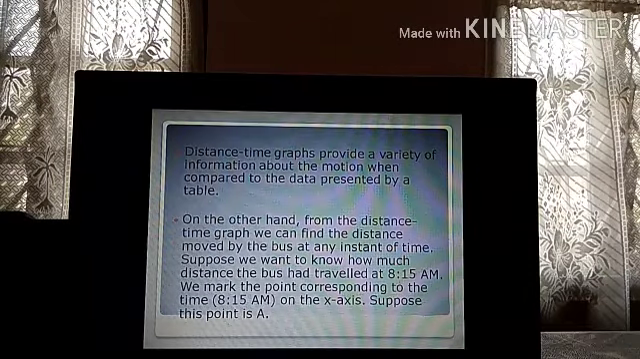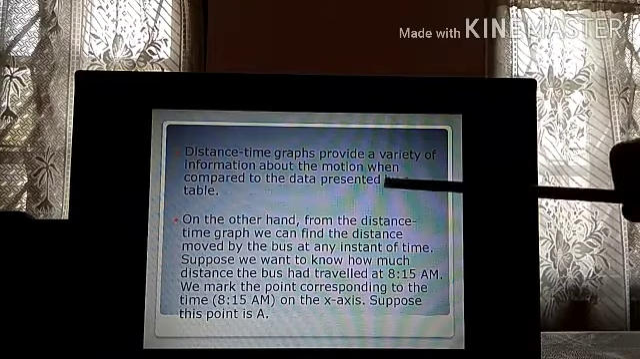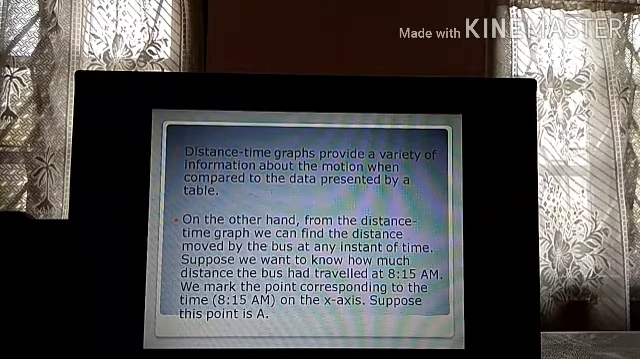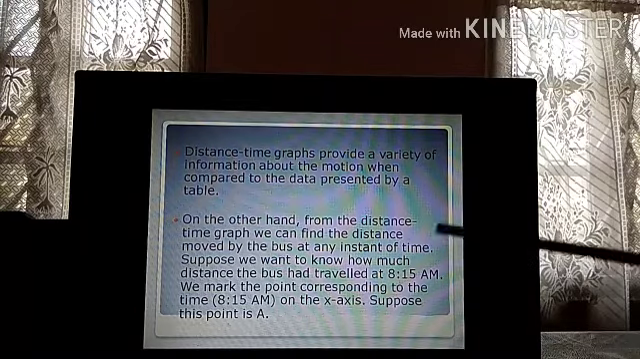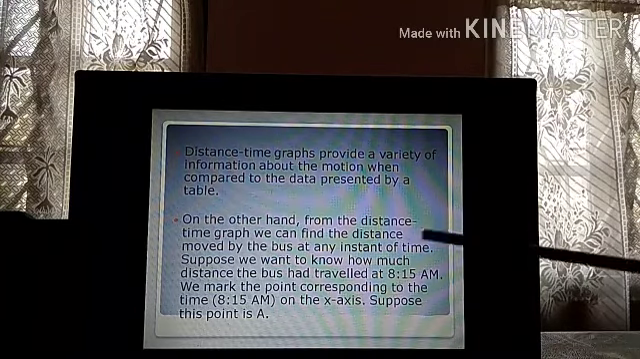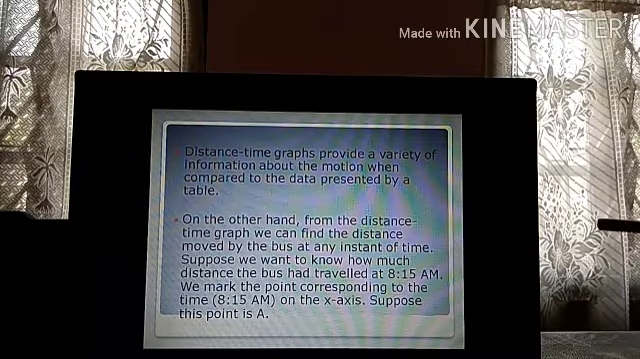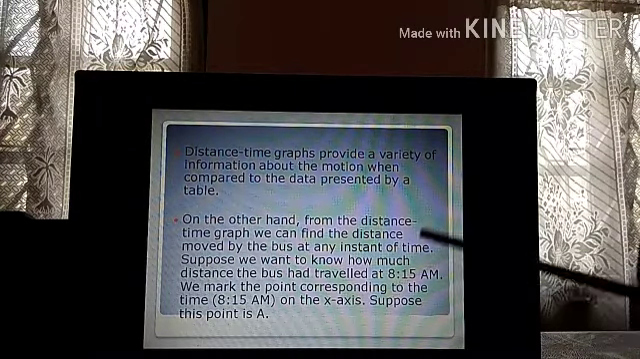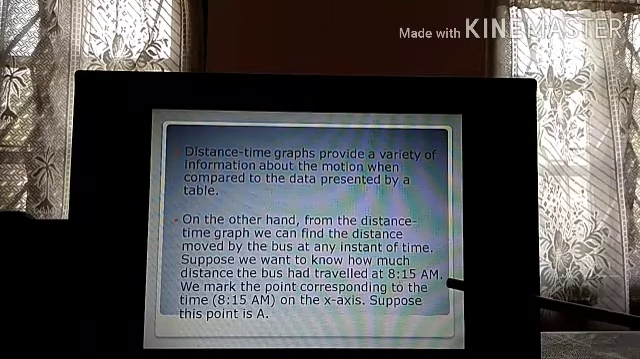So a distance time graph provides a variety of information about the motion when compared to the data presented by the table. So easily you can tell the motion of the car by looking at the data. On the other hand, from the distance time graph, we can find the distance moved by the bus at any instant of time. Suppose we want to know how much the bus has traveled at 8:15 a.m. So how will you mark it?